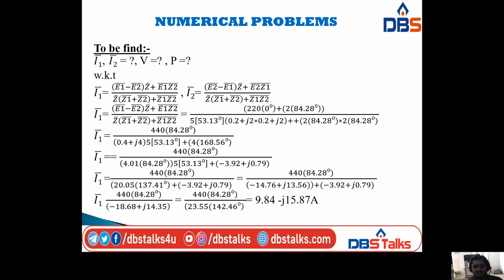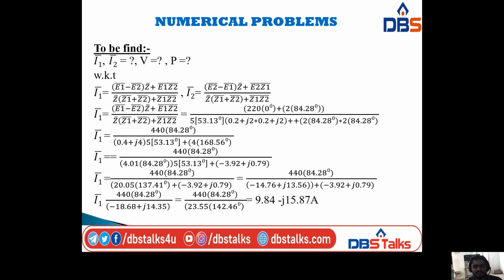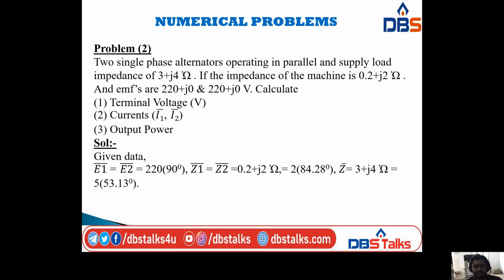So you know already that is Z2 bar value. We already calculated E1 minus E2 value, that is 200 at an angle of 90. In the place of E1 minus E2, we have to substitute that one, 220 at an angle of 90 plus. So E1 Z2 bar, that is E1 is 220 at an angle of 90, and Z2 is 2 at an angle of 84.28.